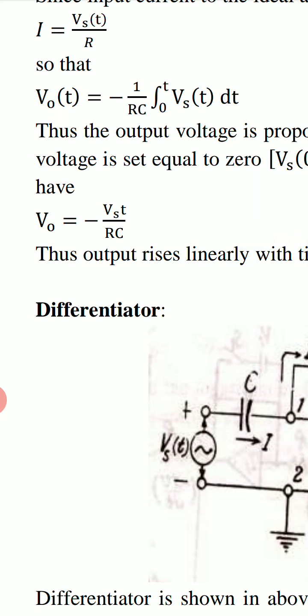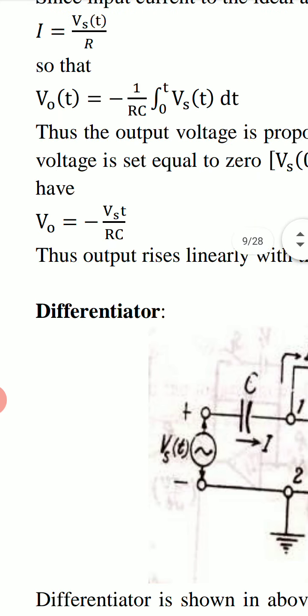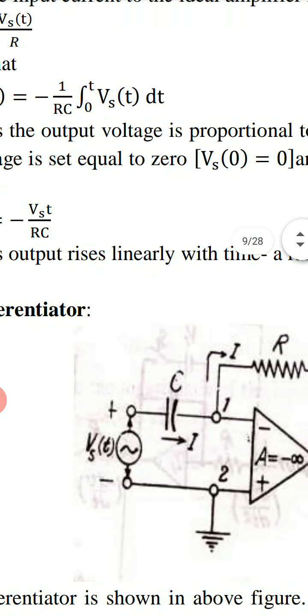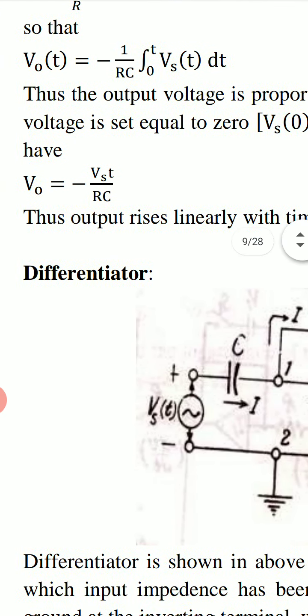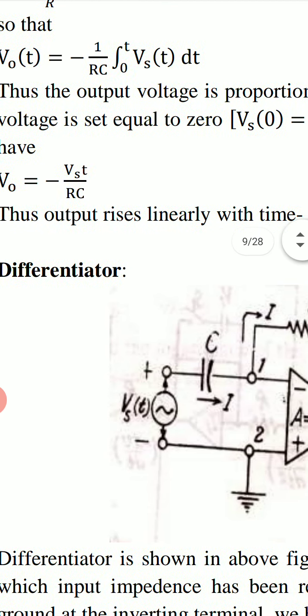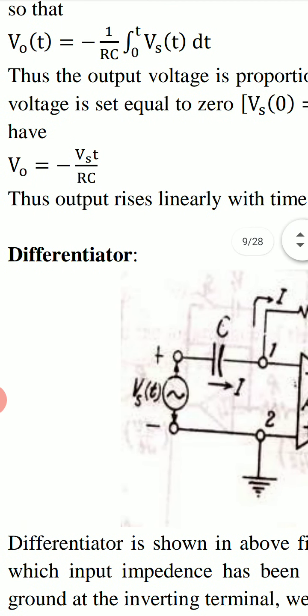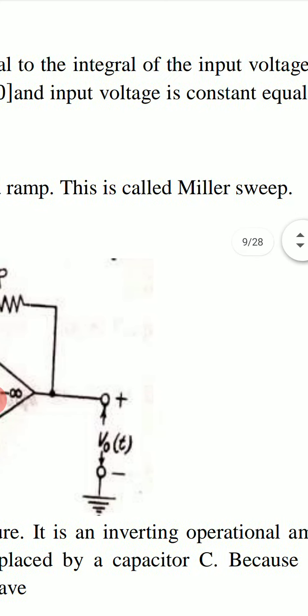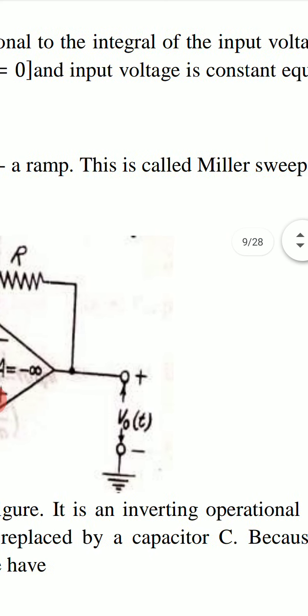In this case, VO is proportional to time t. Thus, the output rises linearly with time. This type of voltage VO, which is proportional to time t, has a linear relation between VO and time t. This is known as a ramp, and it is called Miller sweep.